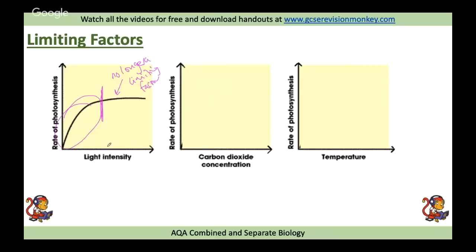Carbon dioxide, luckily, has the same pattern, so it's nice and easy to remember. And the temperature one, because it's related to enzymes, has a little bit of a different look. Because if you increase the temperature, the rate of photosynthesis increases up until its optimal point, and then the enzymes will start to denature, decreasing the rate.